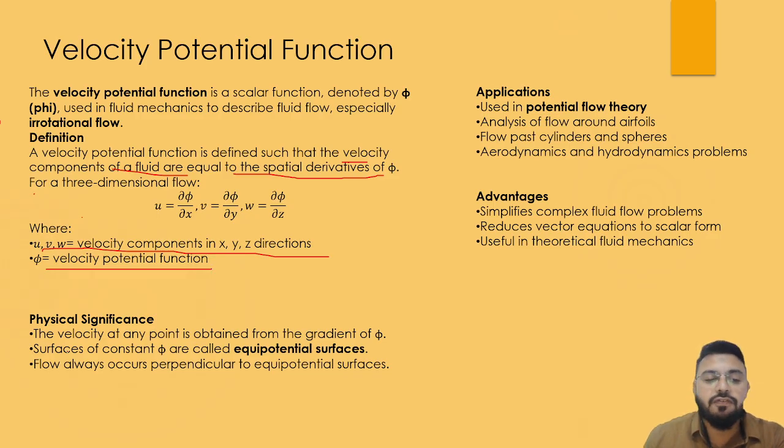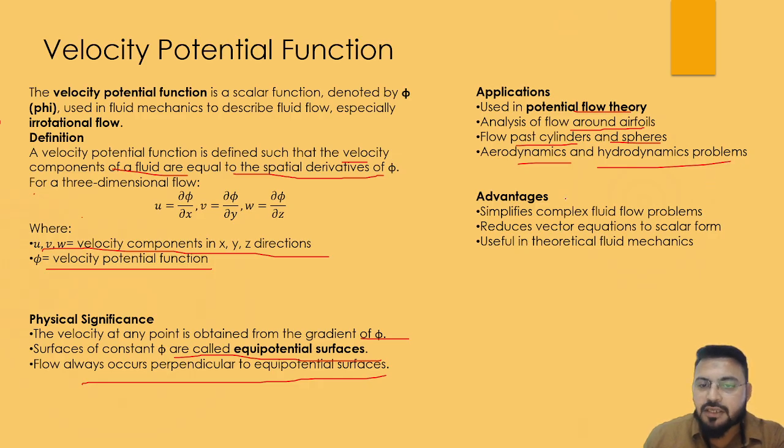What is the physical significance? The velocity at any point is obtained from the gradient of phi. Surfaces of constant phi are called equipotential surfaces. Flow always occurs perpendicular to equipotential surfaces. The applications are potential flow theory, analysis of flow around aerofoils, flow past cylinders and spheres, aerodynamics and hydrodynamic problems. Advantages: simplifies the complex fluid flow problems, reduces vector equations to scalar form, and useful in theoretical fluid mechanics.